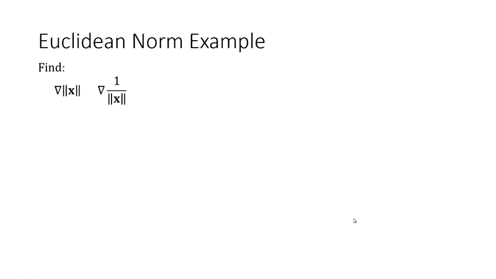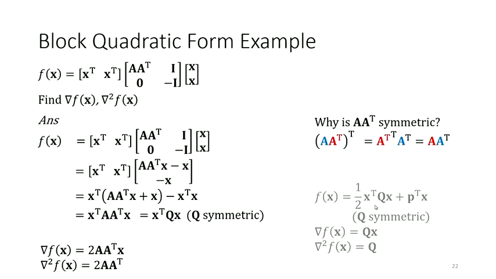Euclidean norm. We're going to find the derivative of the L2 norm of a vector and 1 over the L2 norm of the vector. And we'll use these expressions. For X transpose X, you can always insert an identity matrix inside. It's like X transpose QX, where Q is I, the identity matrix. So same expression as this, where Q is the identity matrix.